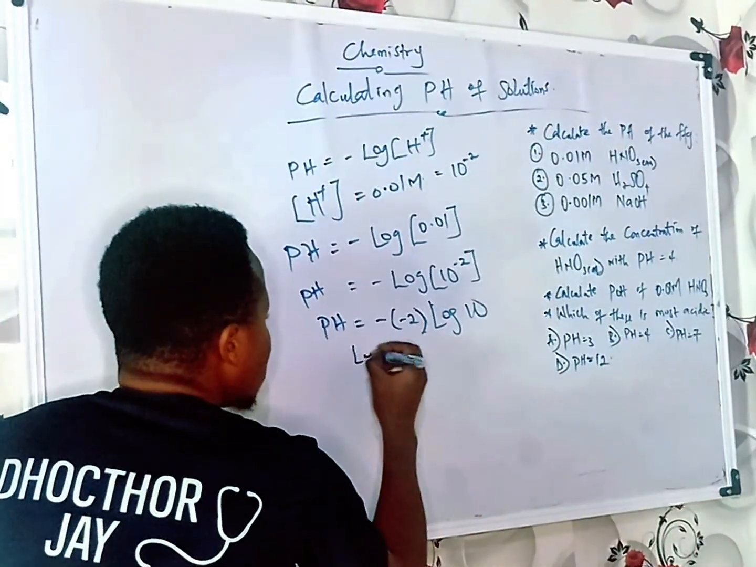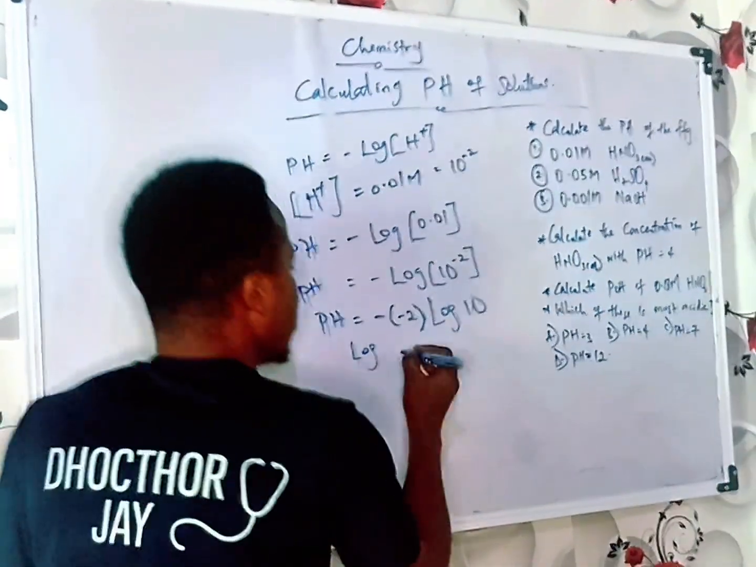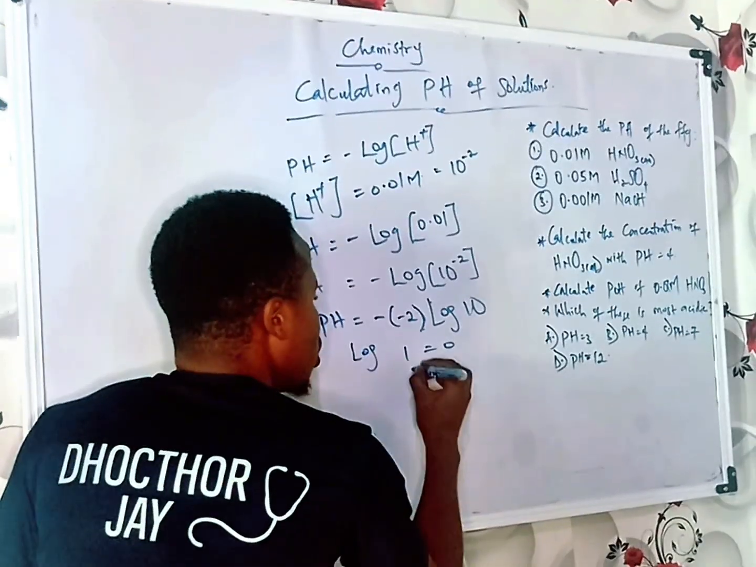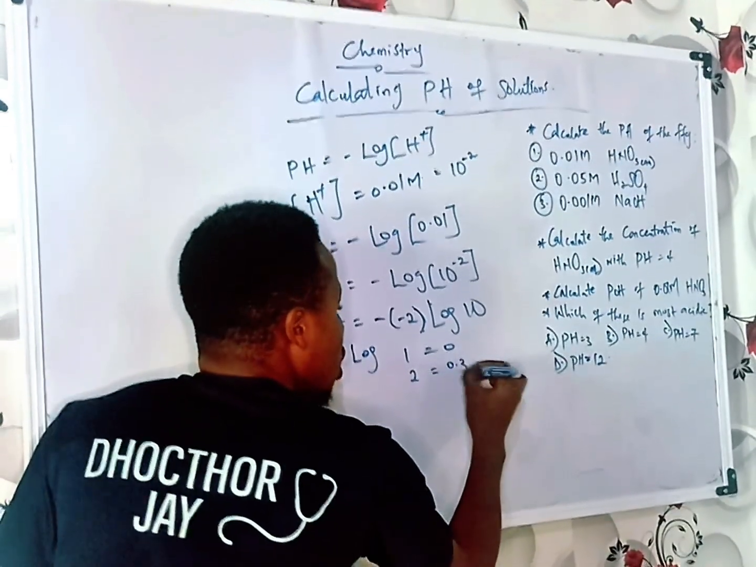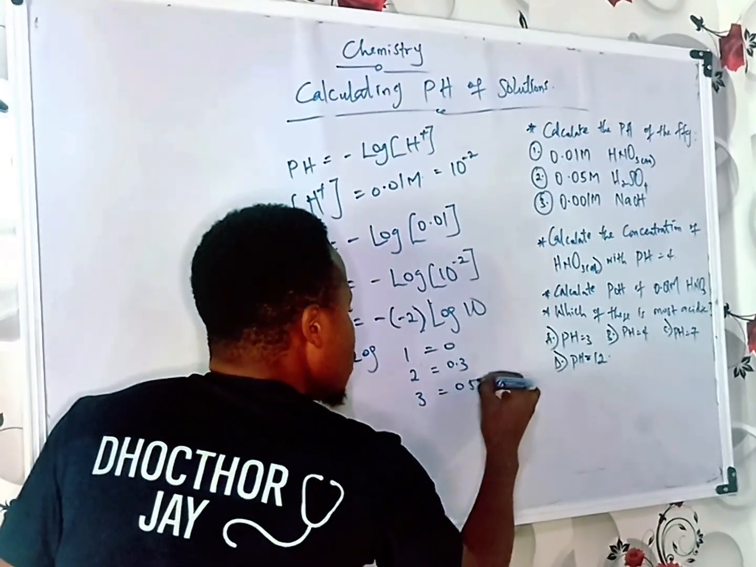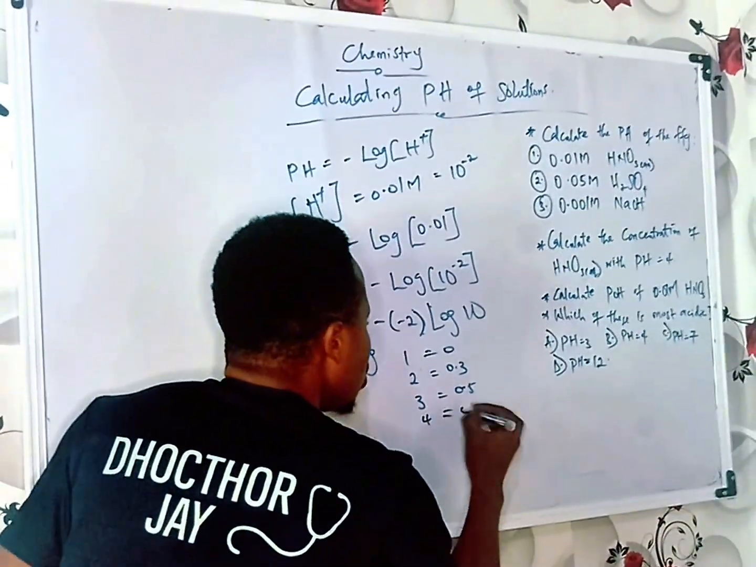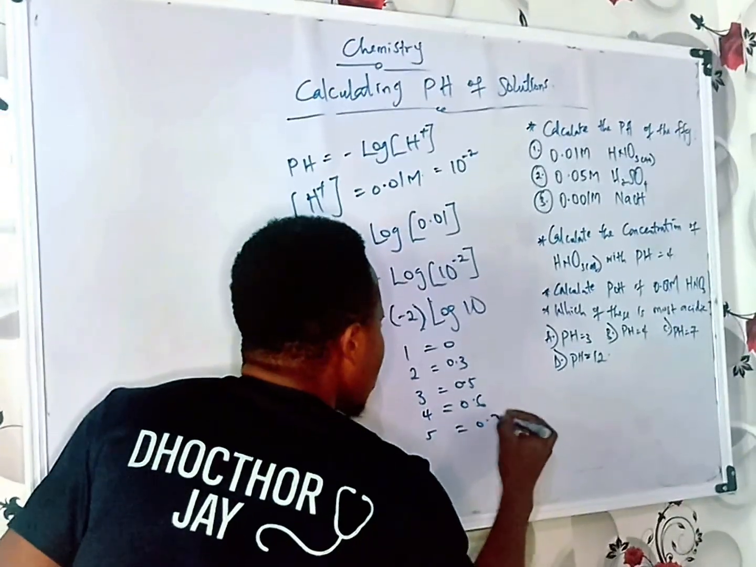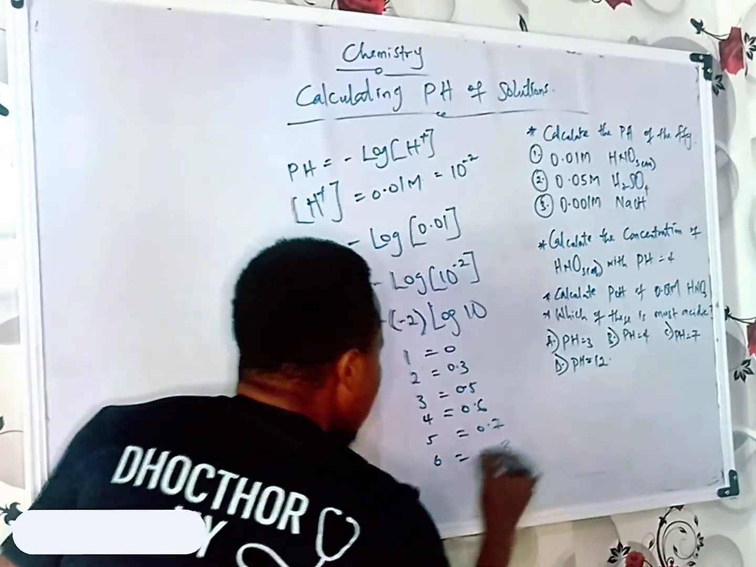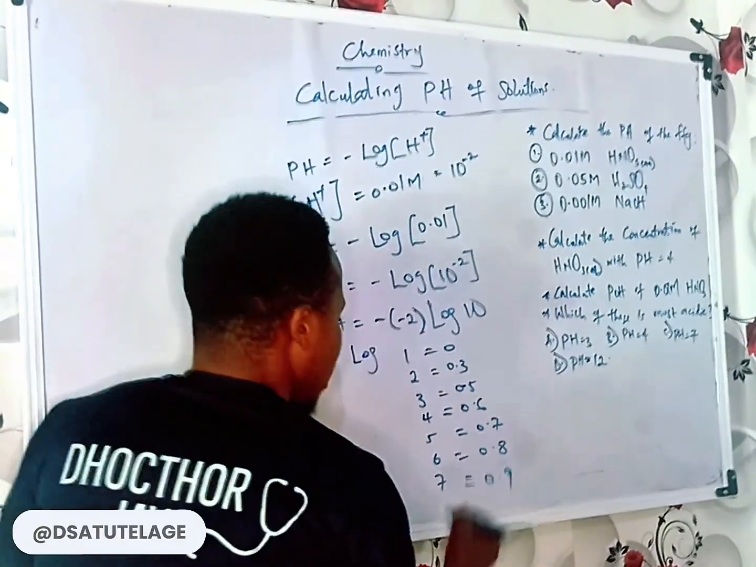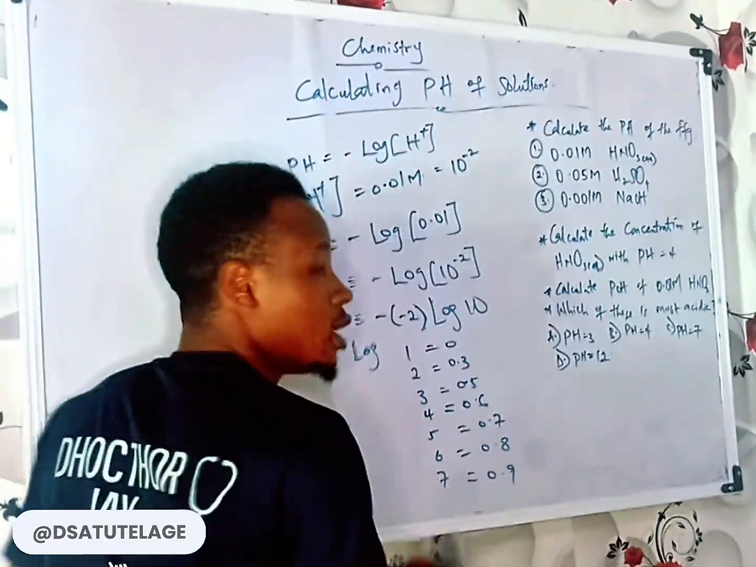So for logarithm, there are a few numbers that you can cram. Log 1 is equal to 0, log 2 is equal to 0.3, log 3 is equal to 0.5. Now the rest of them follows sequence. 4 will be 0.6, 5 will be 0.7, 6 will be 0.8, 7 will be 0.9. Of course, there's 8, there's 9, there is 10.